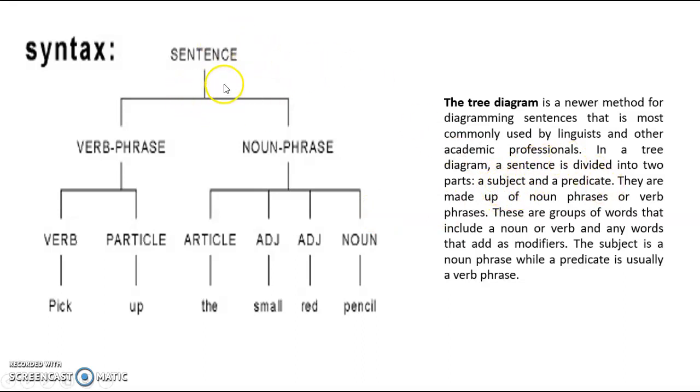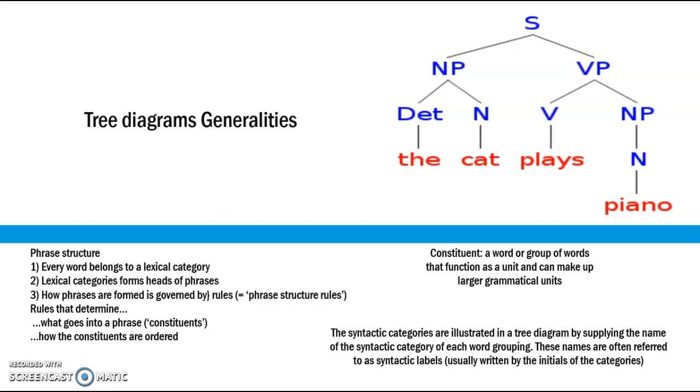So in syntax trees, you are going to group the elements that belong to the subject and the elements that belong to the predicate. Let's see some specific generalities in order to do that. Regarding tree diagram generalities, the first thing you have to consider is the phrase structure. Every word belongs to a lexical category, a part of speech. For example, here, "the" is our determiner, and that is its syntactic category. "Cat" belongs to the category of noun. So every single word in a sentence belongs to a general category.